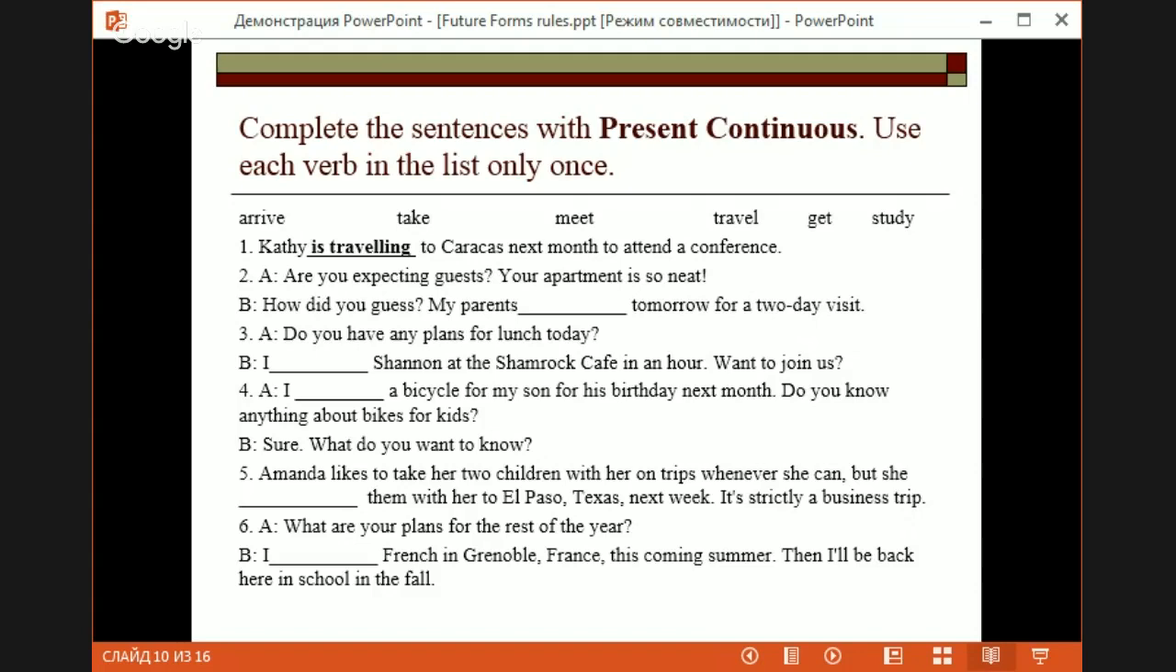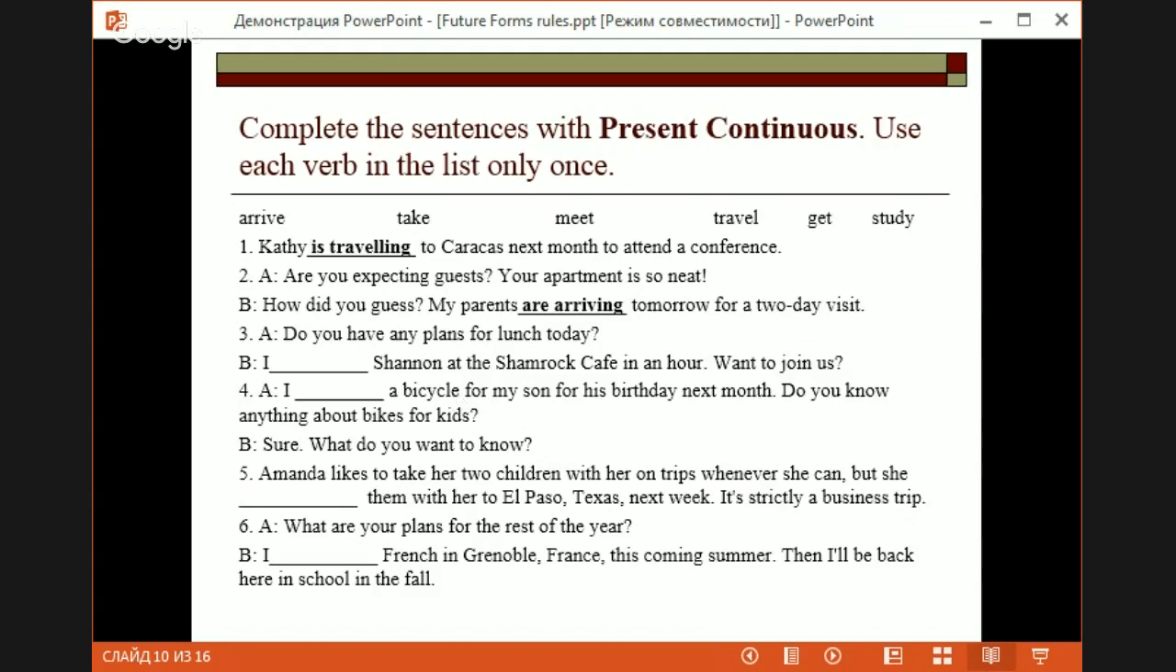The next one. Are you expecting guests? Your apartment is so neat. How did you guess? My parents are arriving tomorrow for a 2-day visit. For sure, when our parents are coming to us, we have to clean everything. And we have here, my parents are arriving, because we know what time, we know who is arriving, we know even for how long, for a 2-day visit. And in this case, we use present continuous. This is arranged.